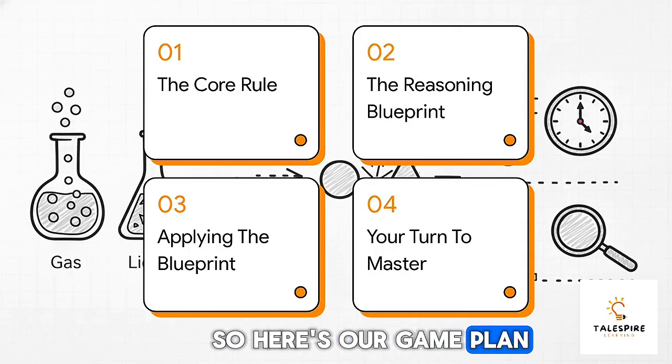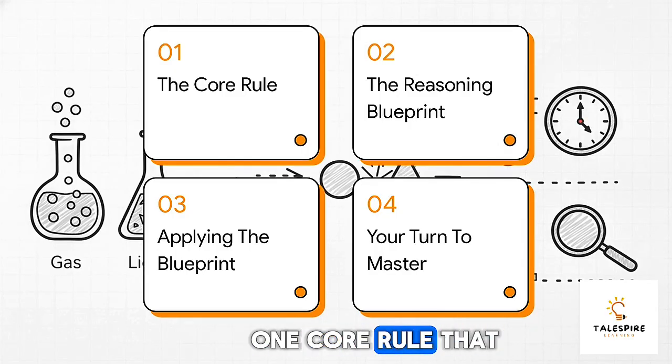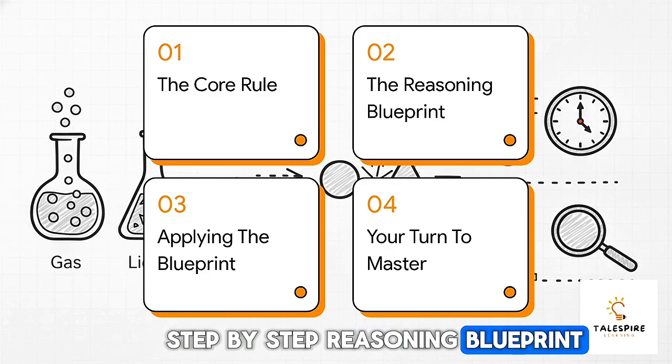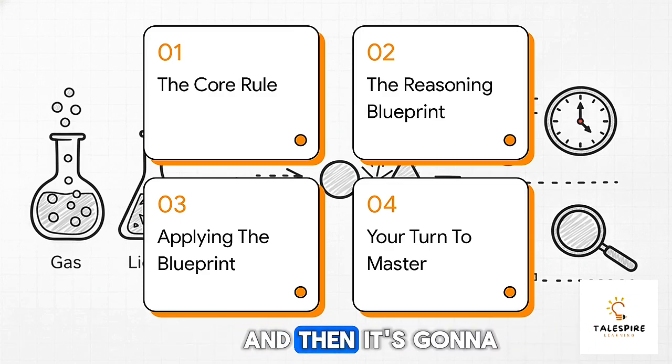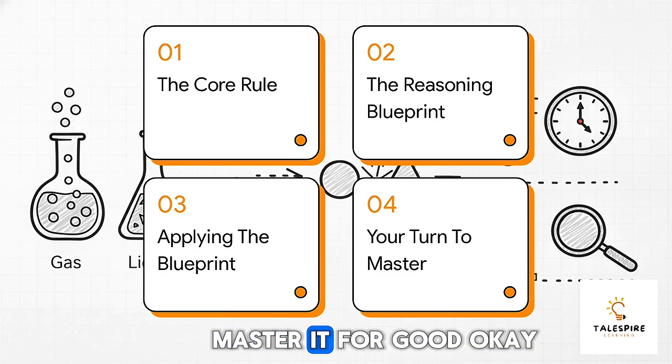So here's our game plan. We'll start with the one core rule that changes absolutely everything. Then we'll build a step-by-step reasoning blueprint you can use every single time. We'll apply it to a real question, and then it's gonna be your turn to master it for good.